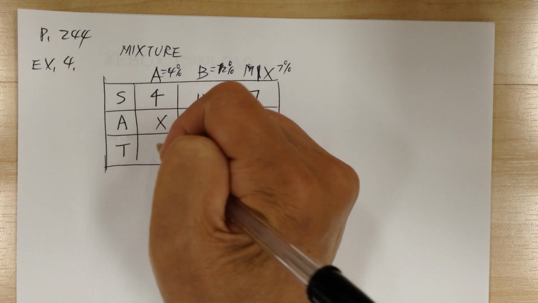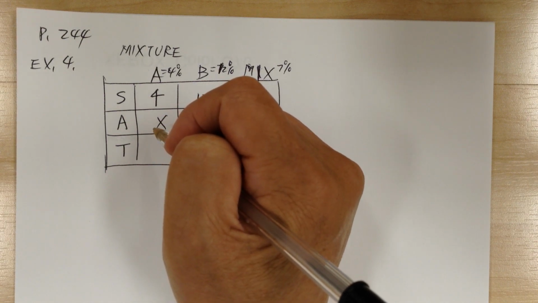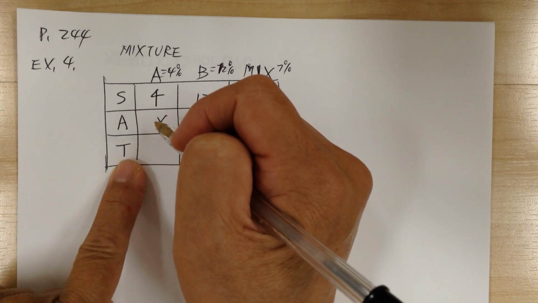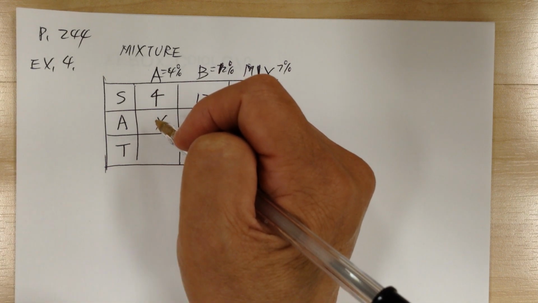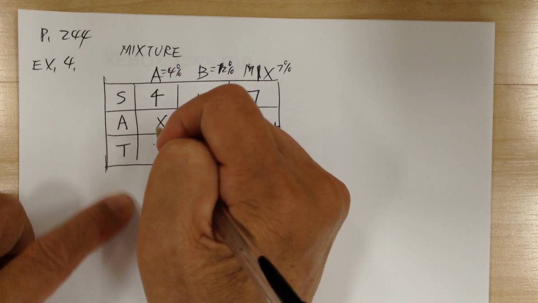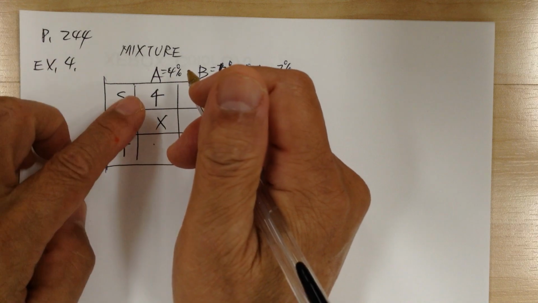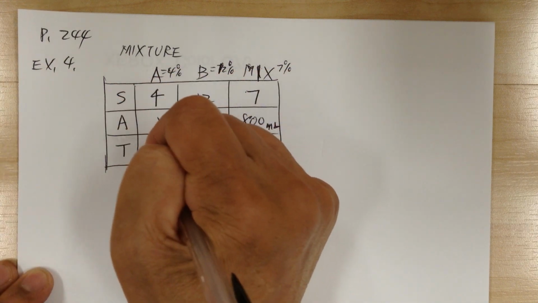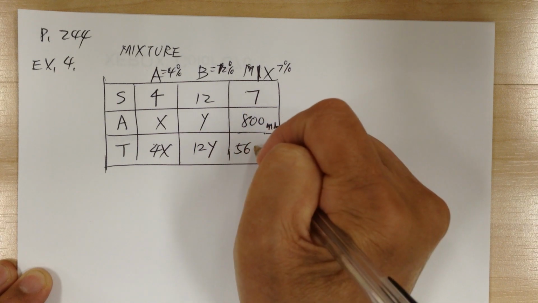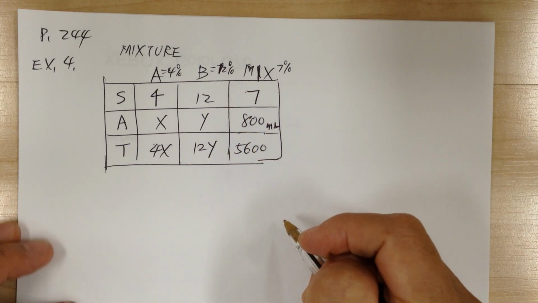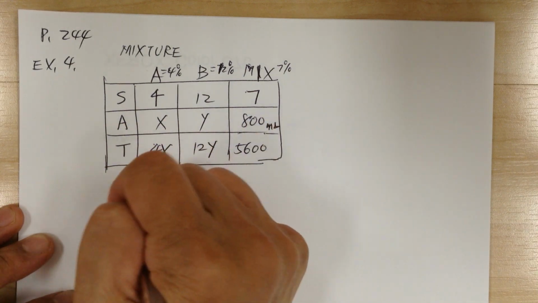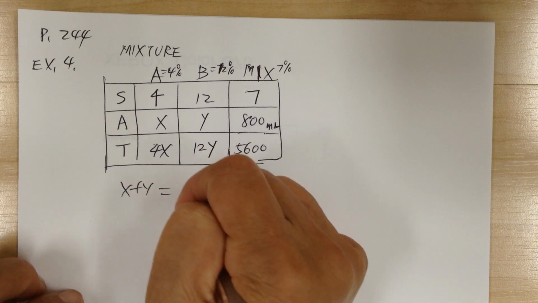When you have a solution, you're going to have the chemical itself and the water. So the total would be the chemical itself, 4% of the amount. Normally you would use decimals, but I'm just going to get rid of the decimal and use 4. So it would be 4x, this would be 12y, and this would be 5600. Here's your equation. Whenever you see the variable, that's your equation. So you got x plus y equal to 800.